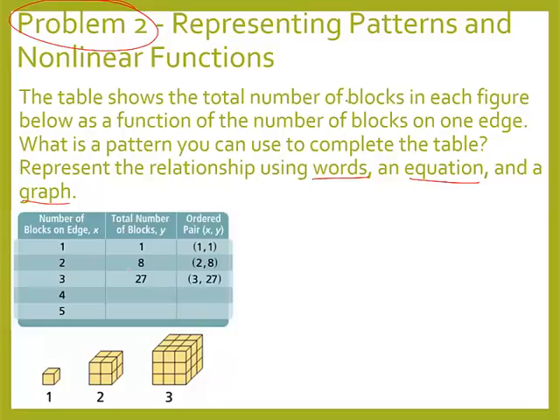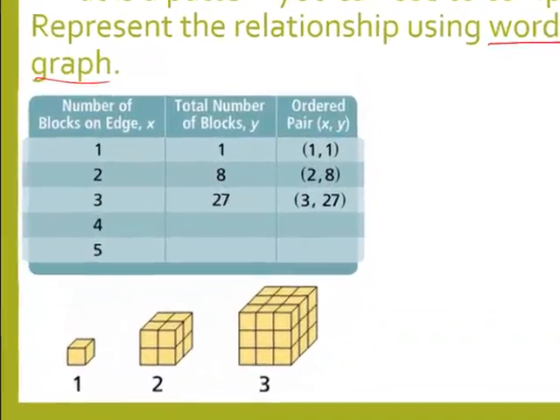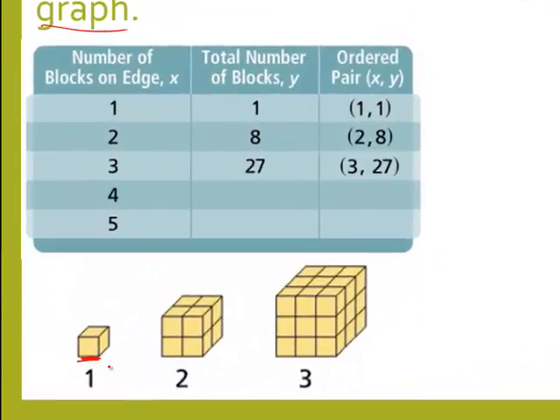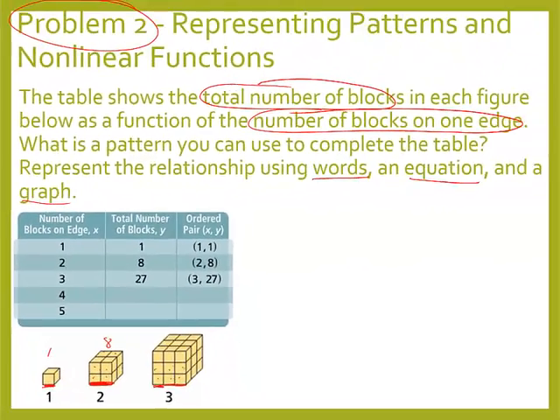So we are finding the pattern between the total number of blocks given the number of blocks on one edge. Here we have one edge and we have one block. Here we have two edges, but we have 1, 2, 3, 4, 5, 6, 7, 8 blocks. Here we have 3 edges, and we have 9 times 3, which is 27 blocks. That's why we have 1, 1, 2, 8, 3, 27.